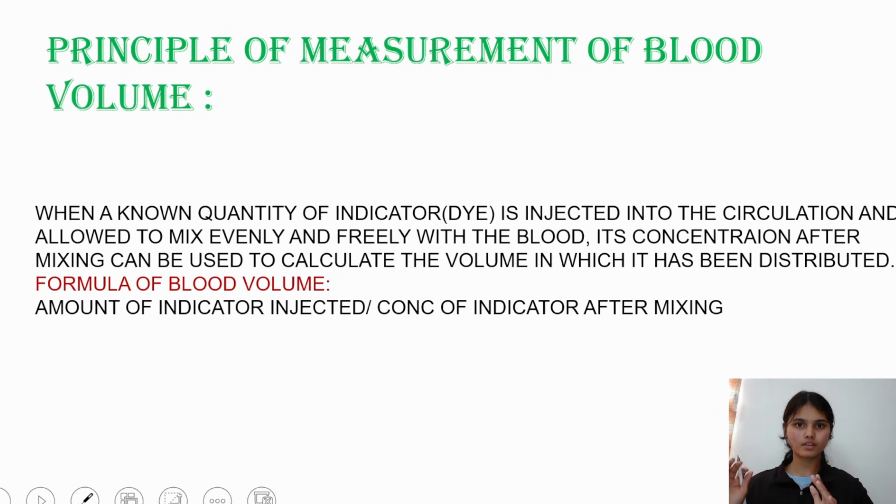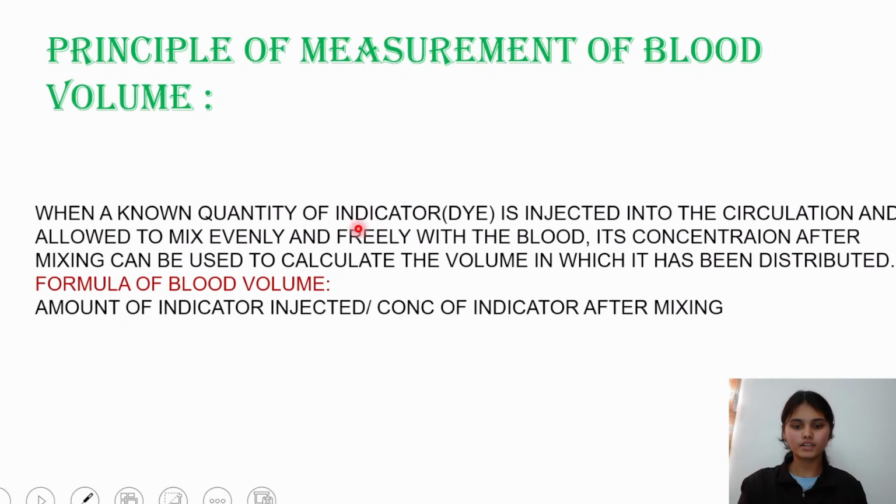Principle of measurement of blood volume. The amount of dye that is mixing with the blood once it has been injected is equal to the volume of the blood. Understand? I inject the dye, it mixes with the blood, and whatever has mixed is related to the volume of the blood, because if there is less volume of blood, less amount of the dye I am injecting is going to mix with the blood. So that's what it means.